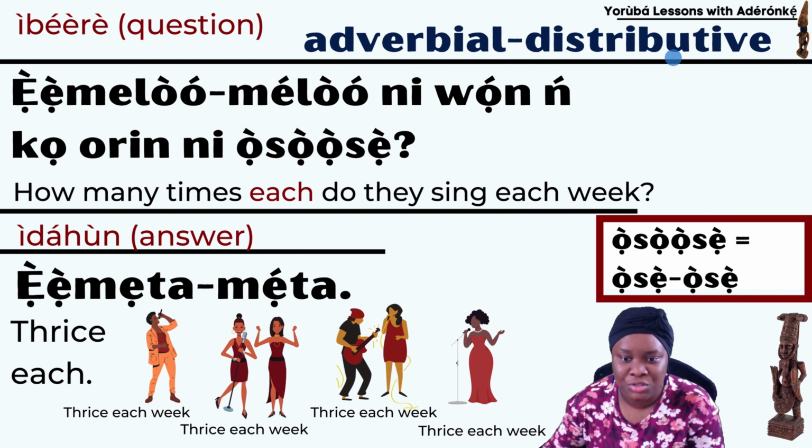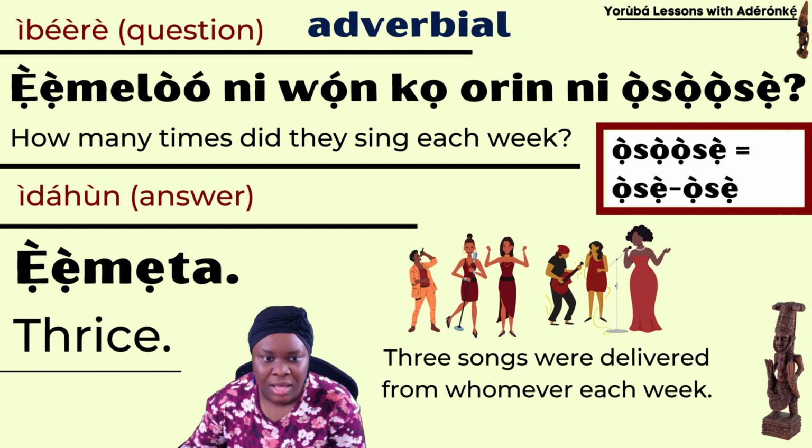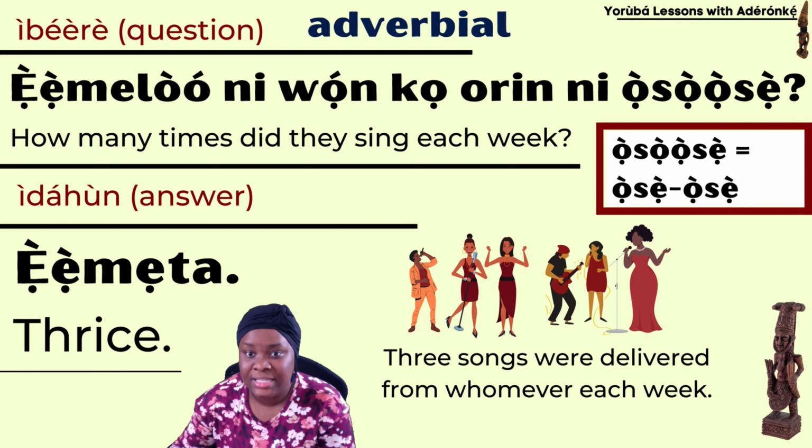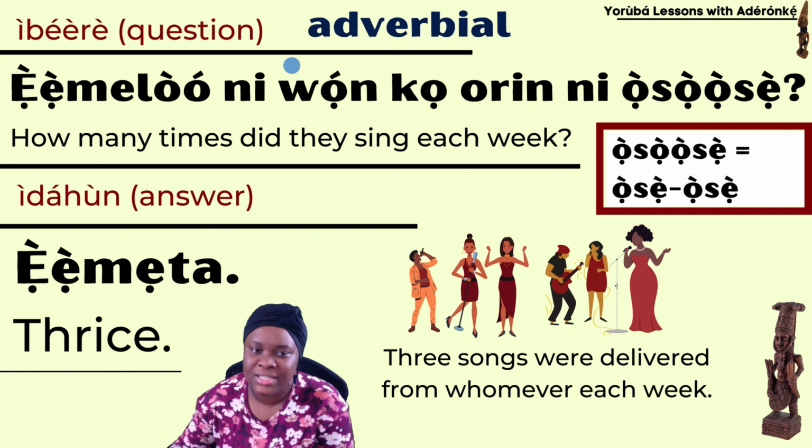That's adverbial distributive. If it was just adverbial and they say, how many times did they sing each week? Mélòó ni wọ́n kọrin ní ọ̀sọ̀ọ̀sẹ̀. Now there's no which suggests that something happens or something is happening. So it will no longer be how many times do they. It will now be how many times did they. Mélòó ni wọ́n kọrin ní ọ̀sọ̀ọ̀sẹ̀. In the previous year, how many times did they sing each week?